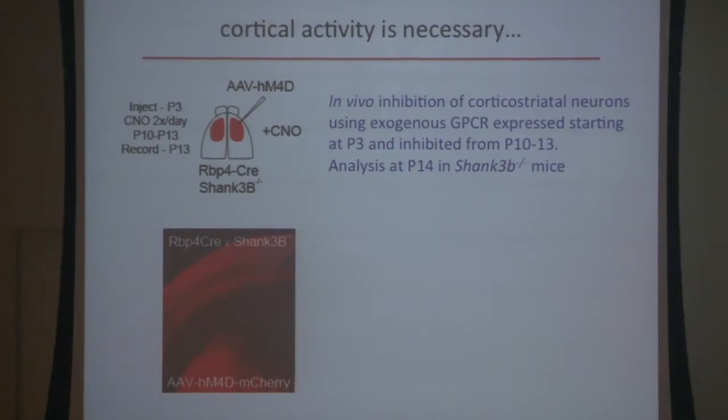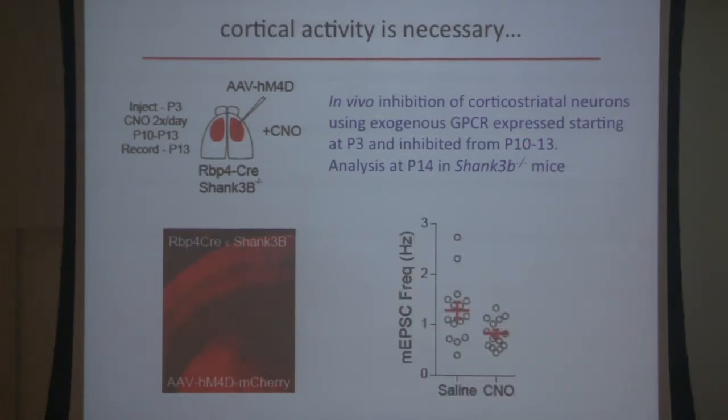Furthermore, they're necessary for the phenotypes because we can do the converse experiment, which is to use a chemogenetic approach using HM4D to inhibit the activity of cortex, specifically of RBP4 positive neurons in cortex in these SHANK3 knockouts. And so we did this by injecting an AAV coding HM4D at P3 and then injecting the ligand CNO into these animals from P10 to P13 and then doing ex vivo analysis. And you can see that now we can reduce the exuberant corticostriatal synapses simply by shutting down cortex. And so we think lots and lots of these changes that one sees in striatum in this model, and we think in many other models, are actually secondary to alterations in the pattern of activation of cortex.